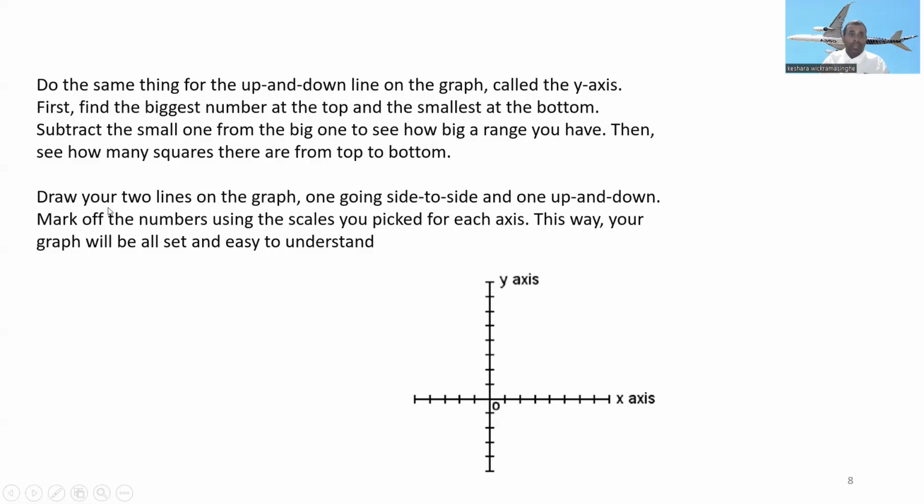So draw your lines on the graph, one going side to side and one up and down. Mark off the numbers using the scales you picked for each axis, and this way your graph will be all set and easy to understand. You can see here it is divided by lines, up and down.